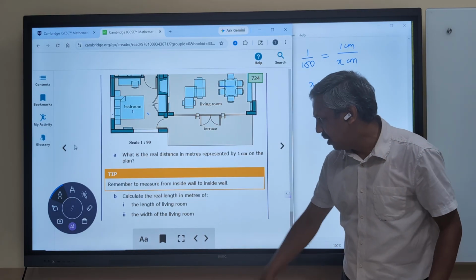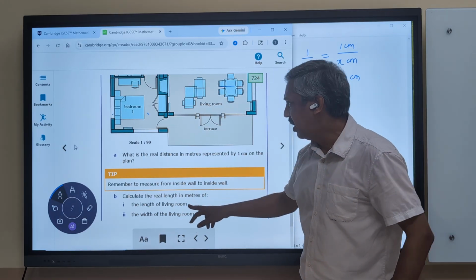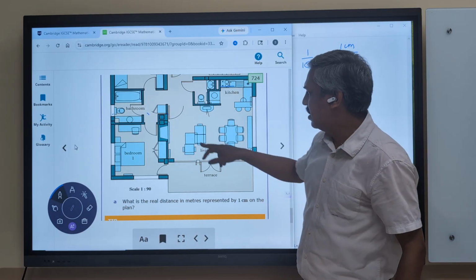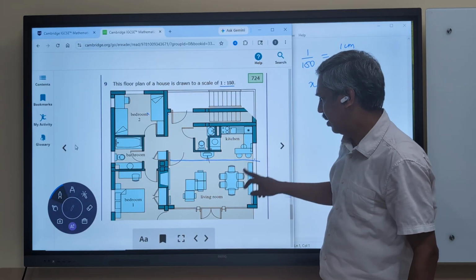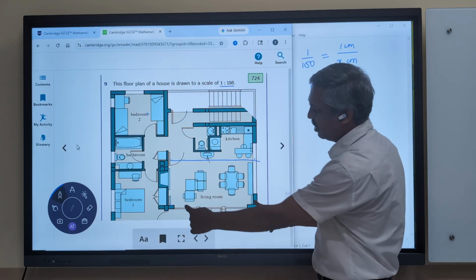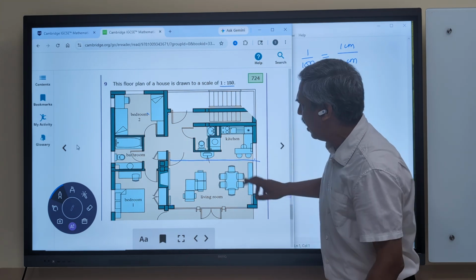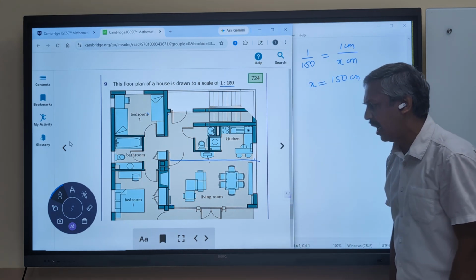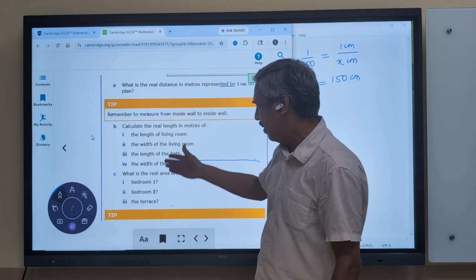Next is calculate the real length in meters of the living room. So the living room is here. This is the length that we are talking about, from here to here. This is what we will measure. How do you measure it? With the scale. Just measure this and then multiply by 150, and you get the actual length. The same goes for everything else.